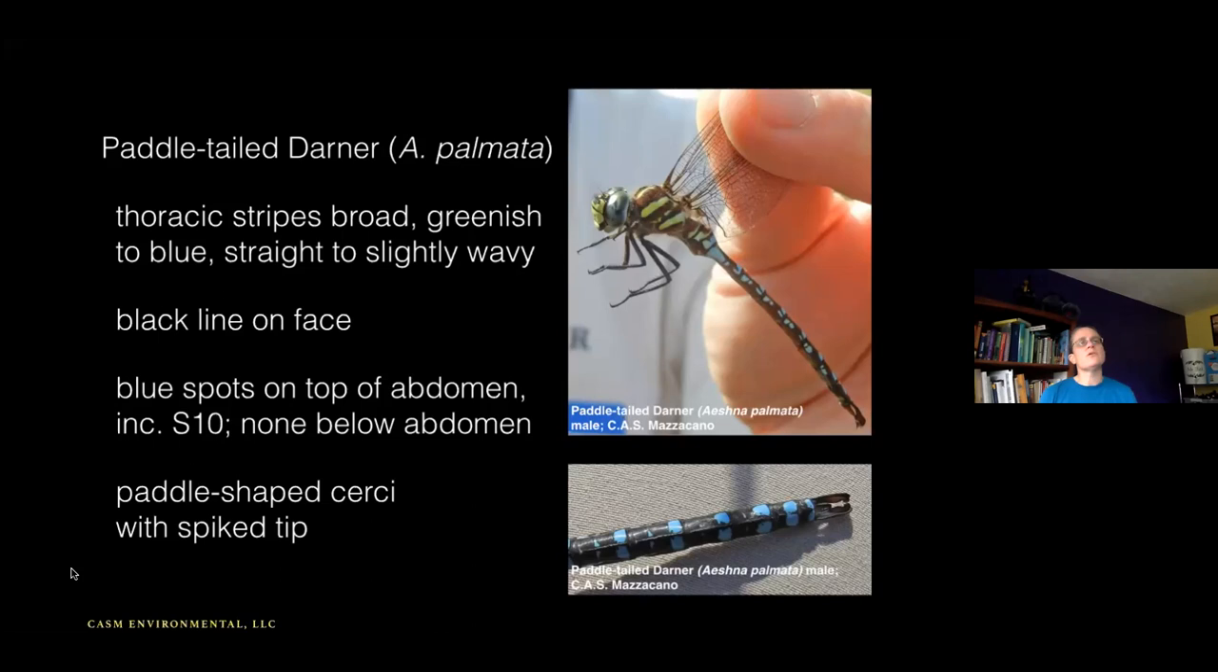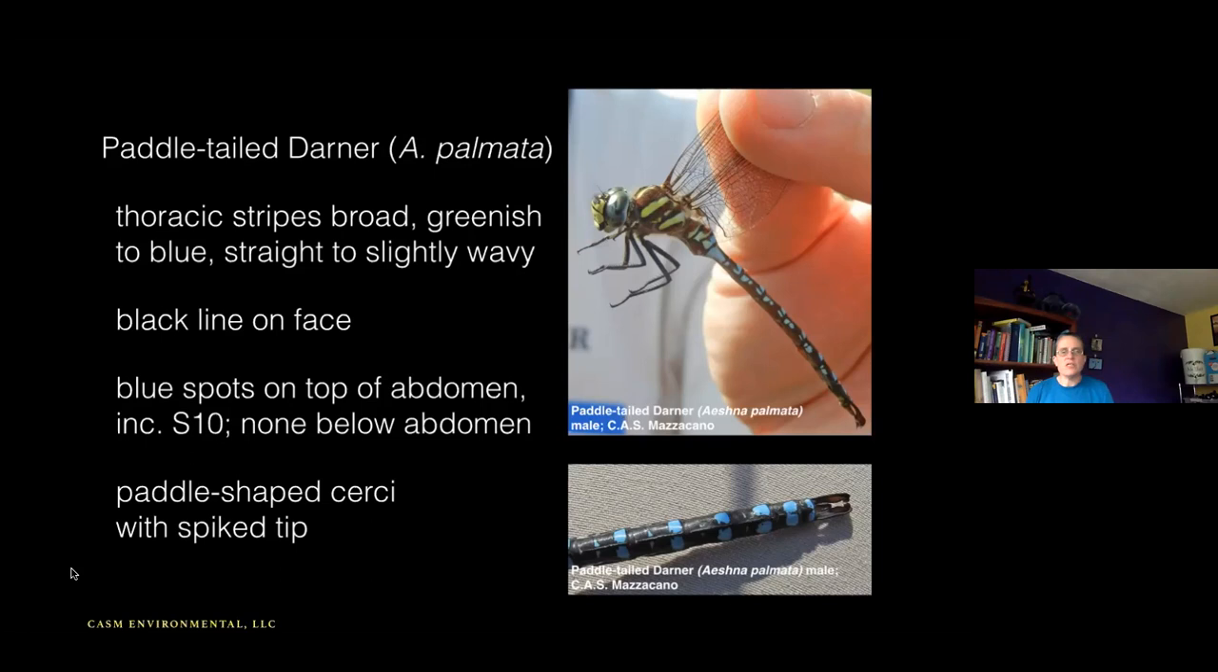The males patrol over open water. You can try to wait there and see if you can grab them or see if you can get a good in-focus photo, but it can be kind of tough. So you may not be able to check off every one of these features, but you just try to get enough of them to narrow in on, you know, I think it's probably this, or maybe it's this or that, and just try to narrow in on what you think the genus and the species are.